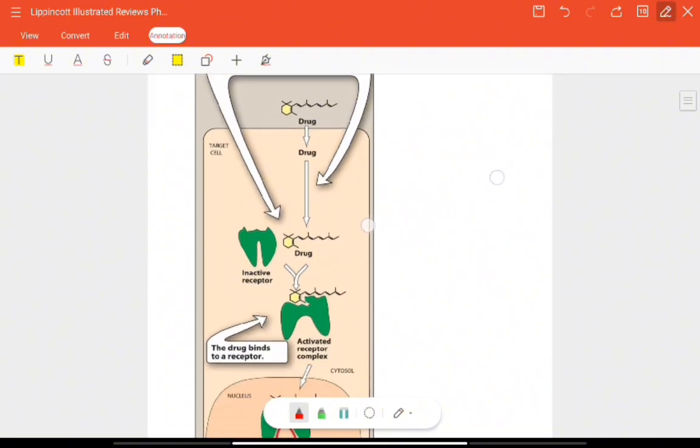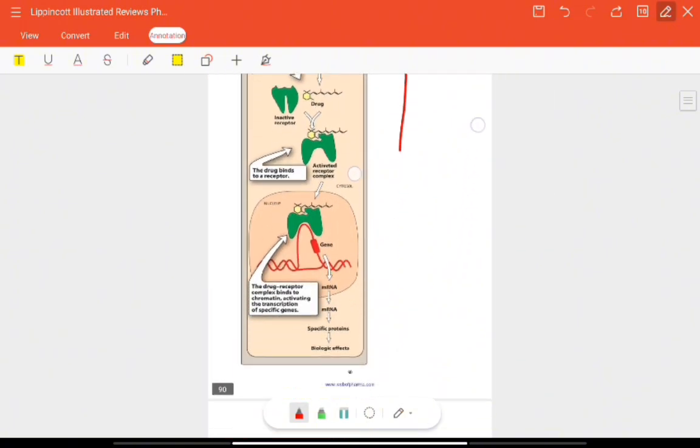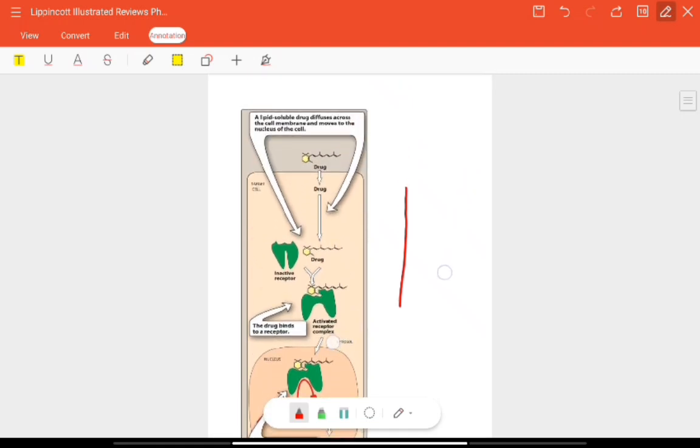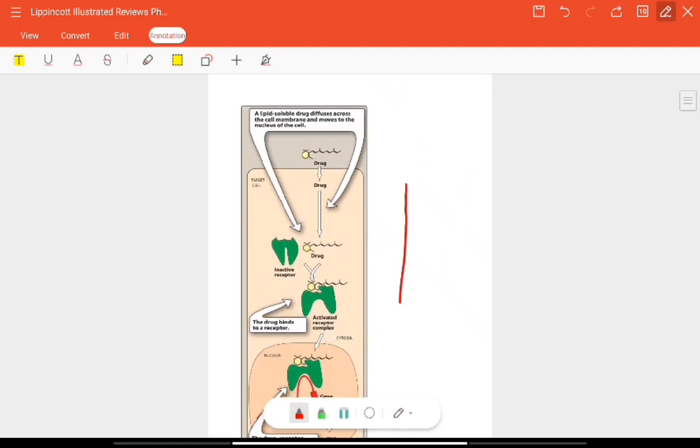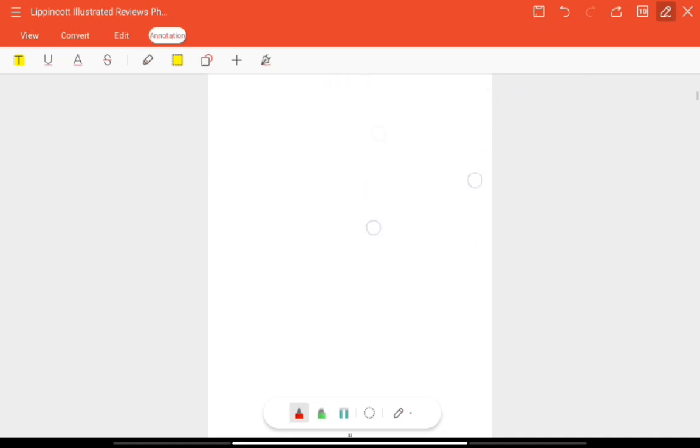Now you can see here it's a big one. This is a target cell and a lipid soluble drug. It will diffuse across the cell membrane and move into the nucleus. This is the receptor in its inactive form. Once the drug binds, it will become activated. It goes into the nucleus and brings about a chain of reactions, and then you can see the effect.